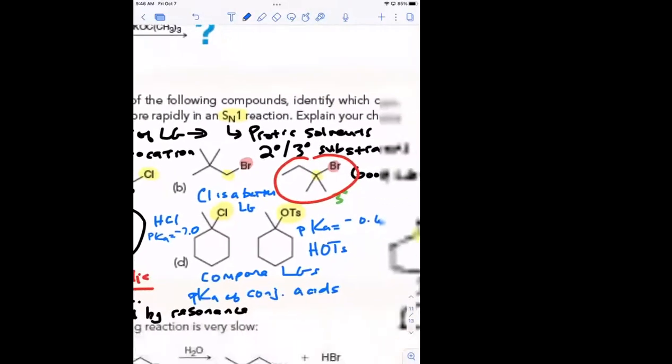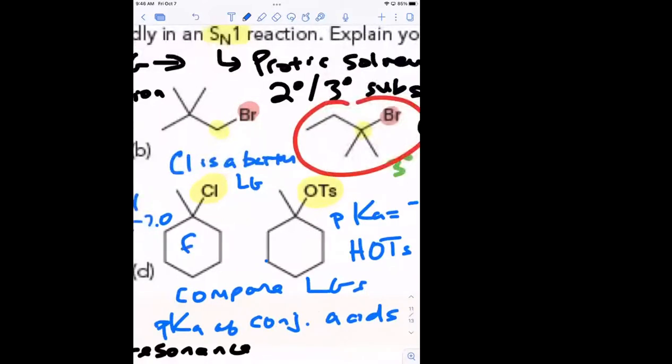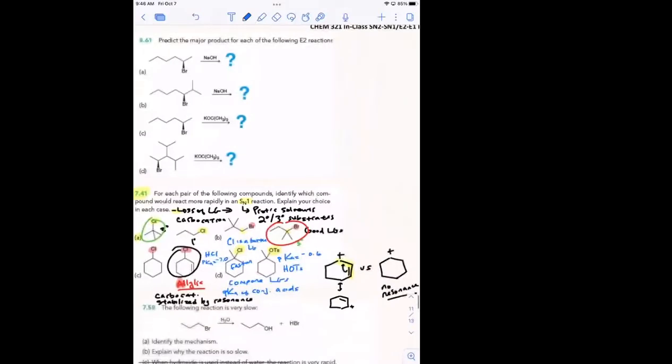So chlorine is a better leaving group. So this is faster. Right, in an SN1 reaction. So again, with the substrate, the only two things that you can compare in two different substrates would be the leaving group and the substrate structure. So if it's tertiary, secondary, primary, allylic, benzylic, so on and so forth. So you can compare those things and you can compare the leaving groups, right, to determine the rate, right?